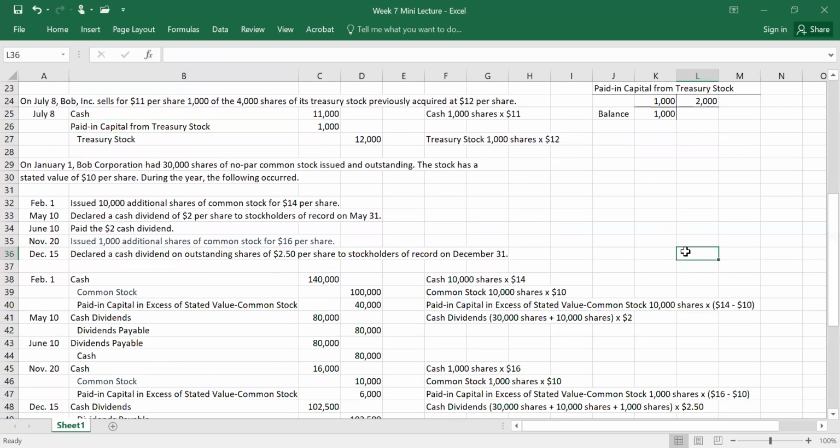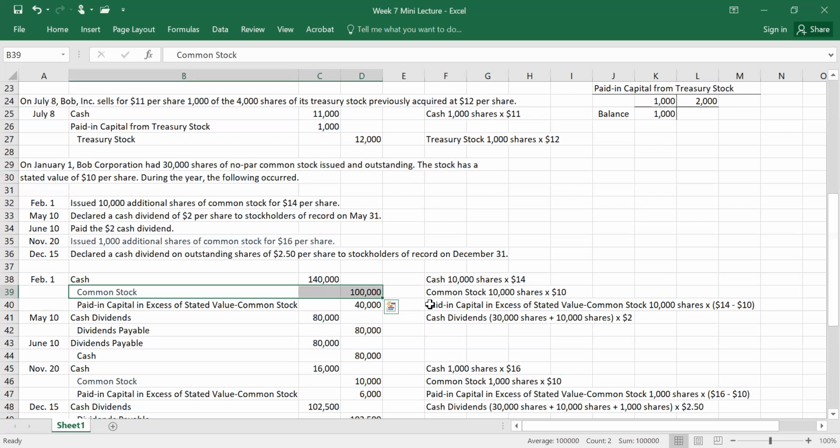Okay, next one. On January 1st, Bob had 30,000 shares of no par common stock issued and outstanding. Stock has a stated value of 10 per share. During the year, the following occurred. First, they issued 10,000 additional shares of common stock for 14 per share. So for that, we're going to debit cash for the 10,000 shares at 14 per share, which is 140,000. We're going to credit common stock for the 10,000 shares at that stated value, $10 per share. So we're crediting common stock for 100,000.